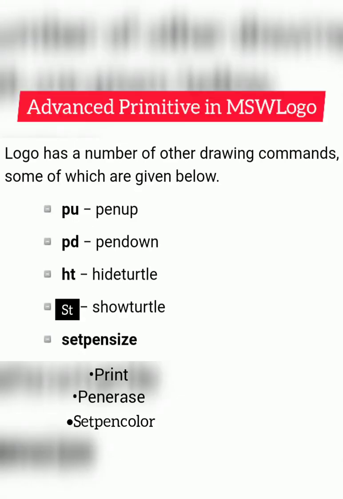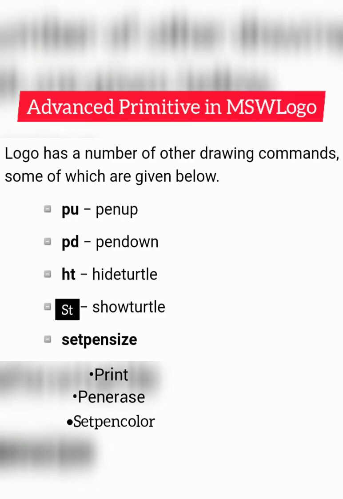Now, advanced primitives in MSW Logo. PU, pen up. The pen up primitive is used to lift up the turtle's pen. After giving this command, the turtle moves but without drawing a line. PD, pen down. The pen down primitive is used to put the pen down. After giving this command, the turtle again starts drawing a line while it moves.